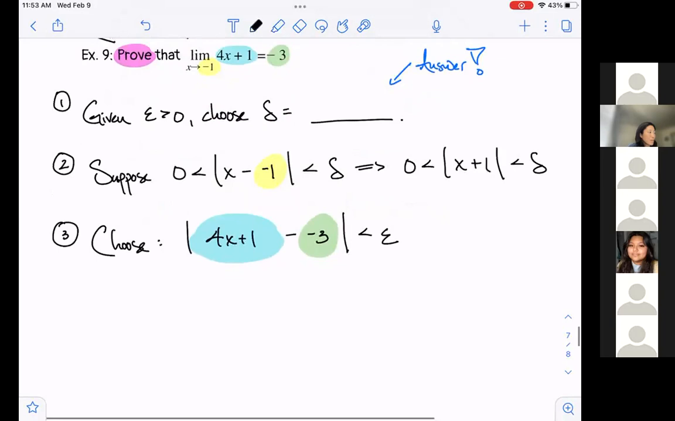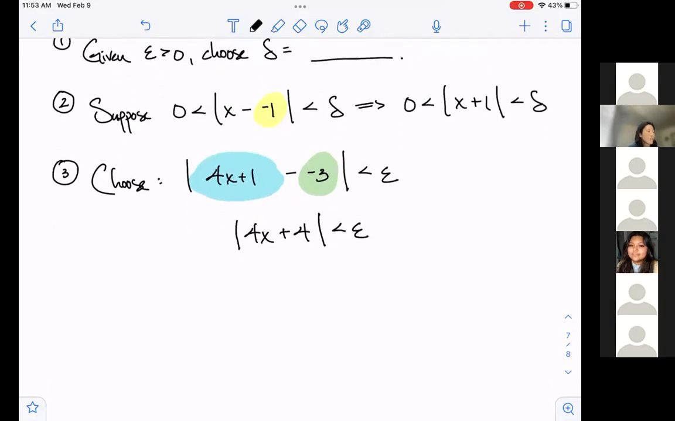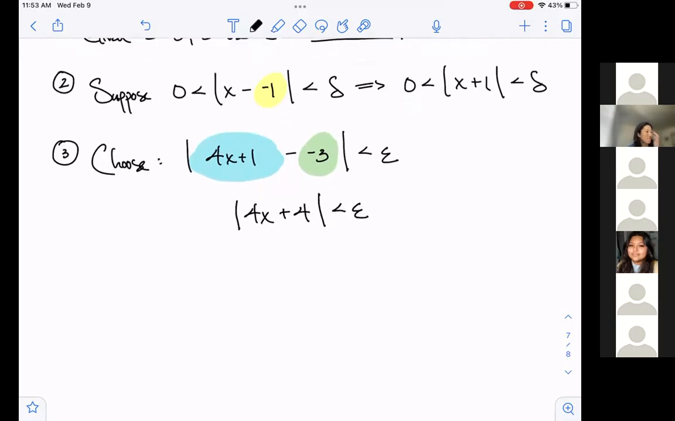Now we're very careful with our arithmetic. We get 4x plus 1 minus -3, which is plus 4, which is less than epsilon. What can I do from here? Factor out the 4, so then x plus 1 shows up. Bingo. Now I want to match this entirely.